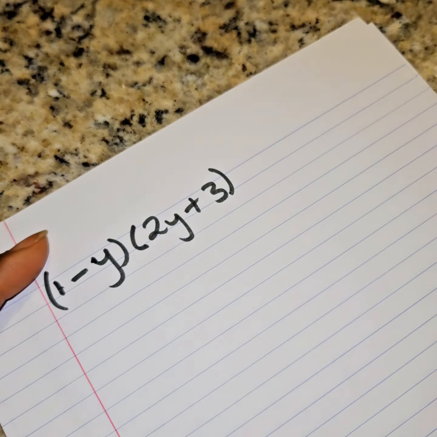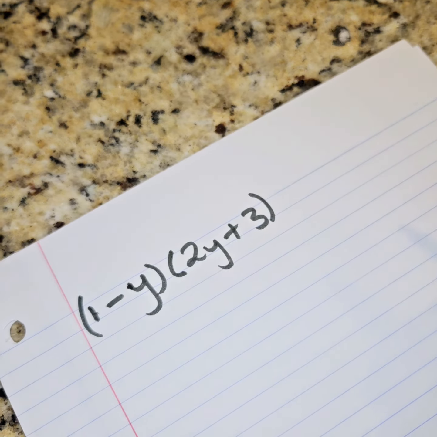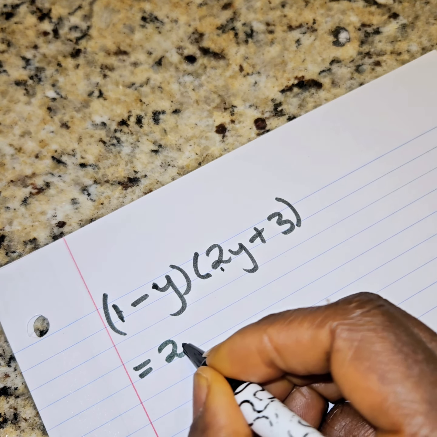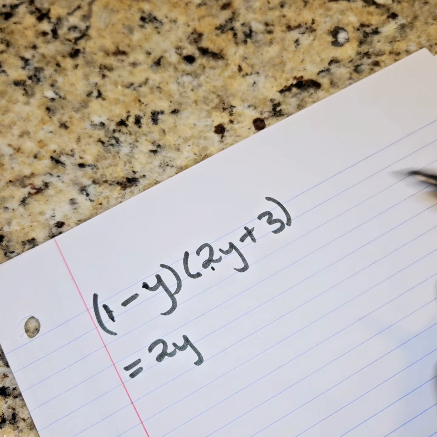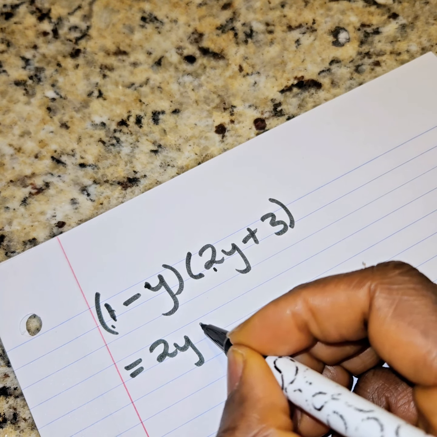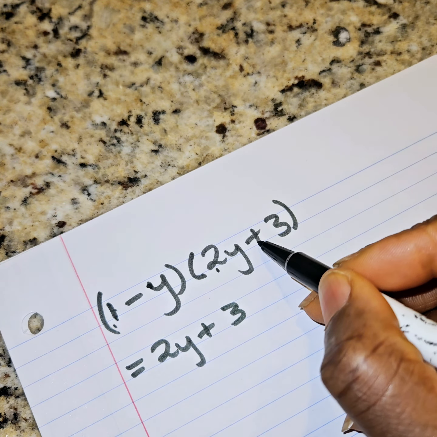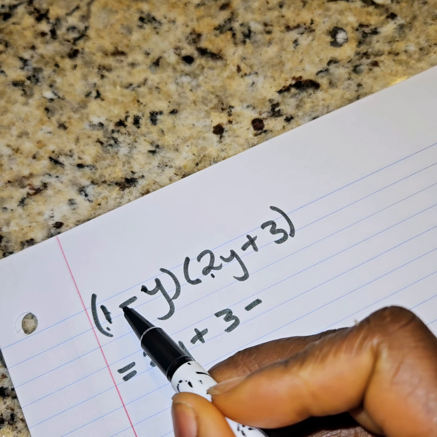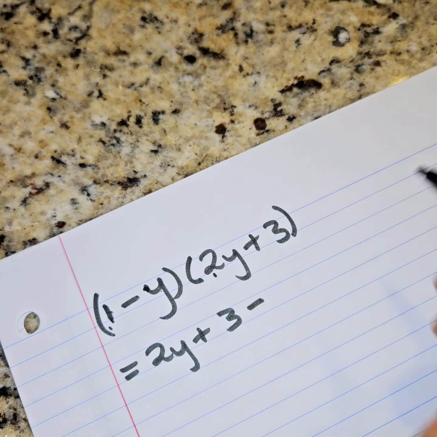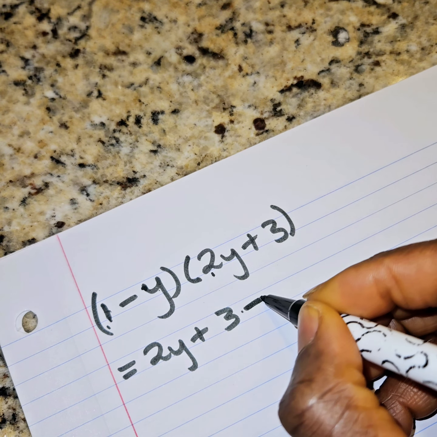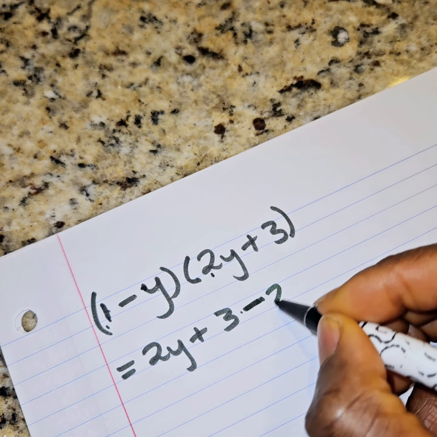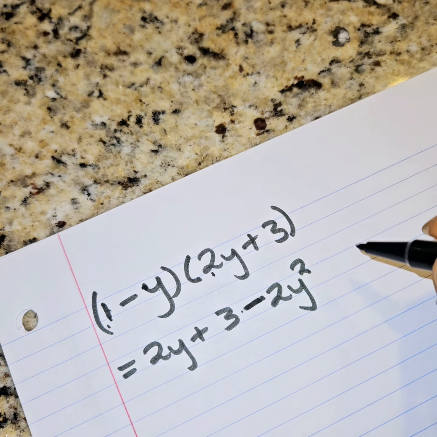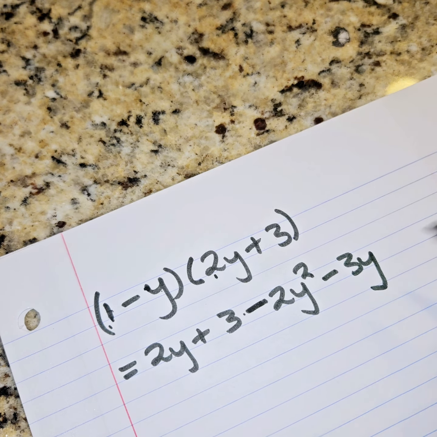So we are going to use that same rule here. This is going to become 1 times 2y is 2y. Of course, we know 1 times anything is that thing. 1 times 3 is plus 3. I'm using plus because there's a plus sign before 3. Then now I'm going to consider negative y times 2y. That will be minus, that's why I have minus here, minus 2y squared. Negative y times plus 3 is minus 3y.